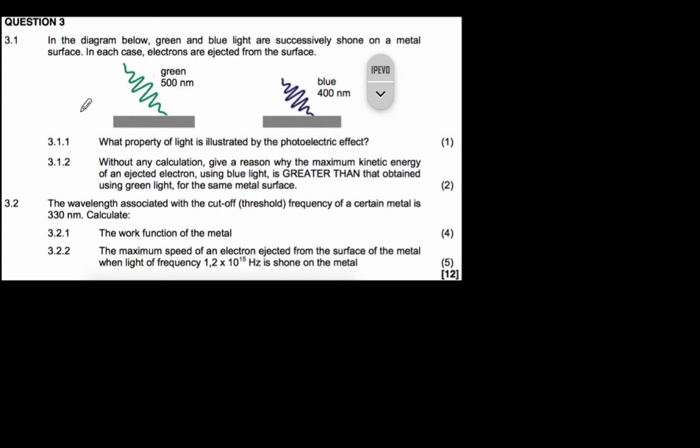So this question is saying that in the diagram below, green and blue light are successively shone on a metal surface. In each case, electrons are ejected from the surface, right? So obviously one thing that you should know from this statement is that if electrons were ejected from the surface in both cases, that means the energy of the photons in green light and blue light, both of them, are actually greater than the work function of this metal here. So we should take note of that.